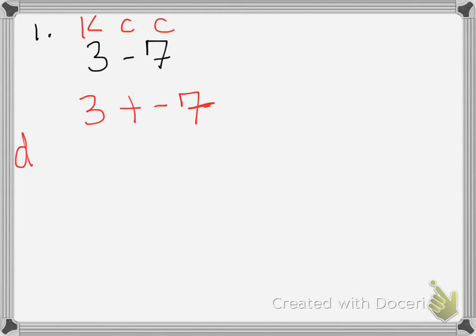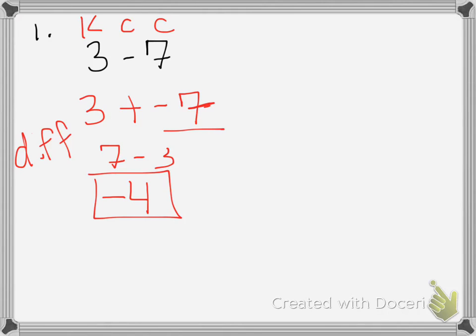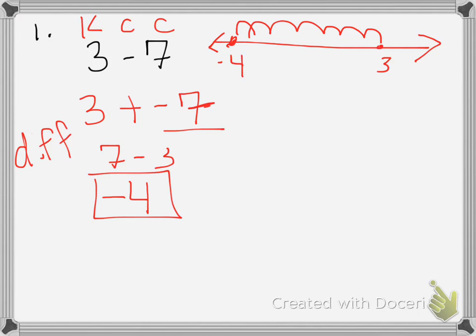So these are different signs. So if they're different, what do we do? Well, we subtract the numbers, which is 7 minus 3, which is 4. Keep the sign of the bigger number, which in this case is negative 7. So our answer is negative 4. So on our number line, if we start out at 3 and we subtract 7, we get to negative 4.